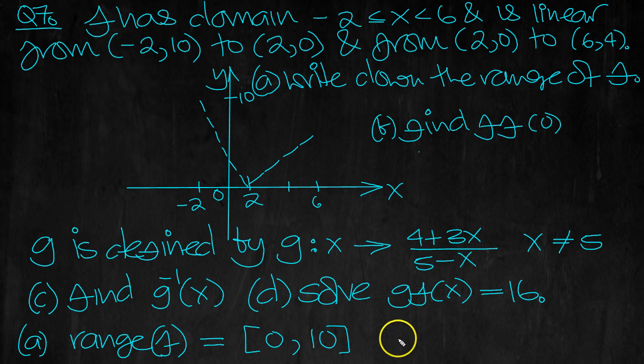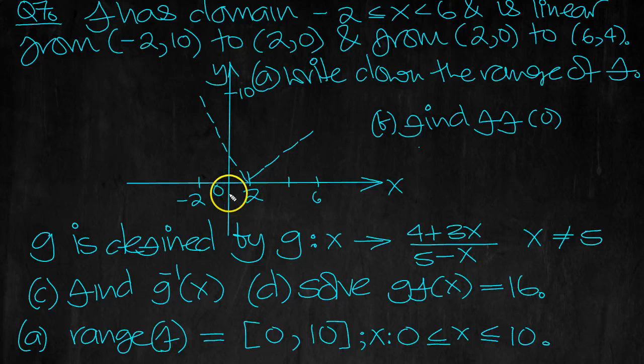Or we could write that as an inequality. It would be x, if we wanted to, such that x lies between 0 and touches 0 and goes up to and touches 10. So there's the range. Write down f of 0.